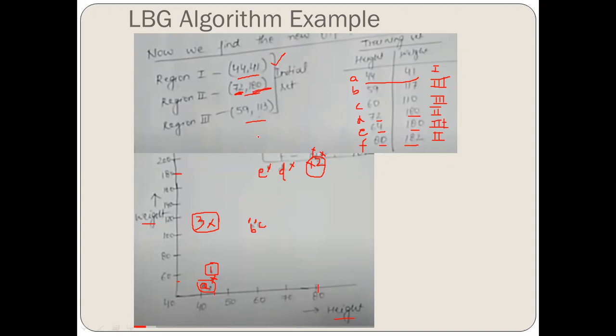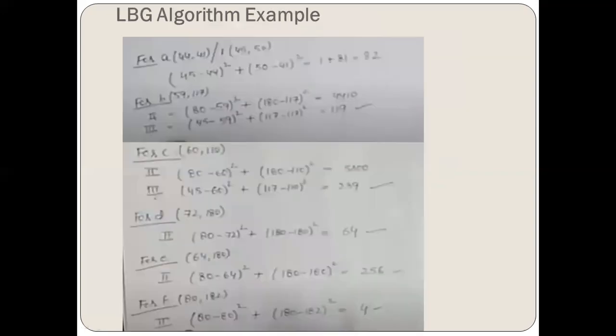Then for the third region, you have 59 plus 60, divided by 2. So it will be somewhere around 59. Then 117 plus 110 divided by 2 will be somewhere around 113. So this is how we have found the 3 regions. So this is the initial set. Now what we are going to do is we are going to find out the difference. So let's see how we are finding out the distance. Let's find out for A first.